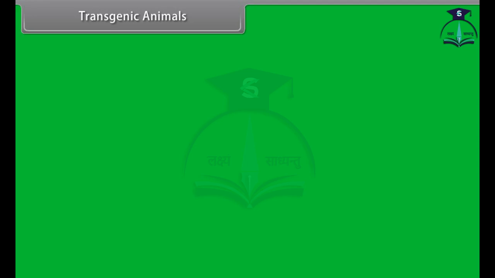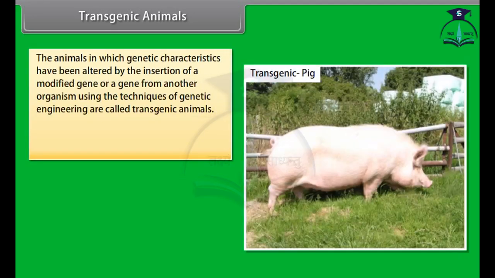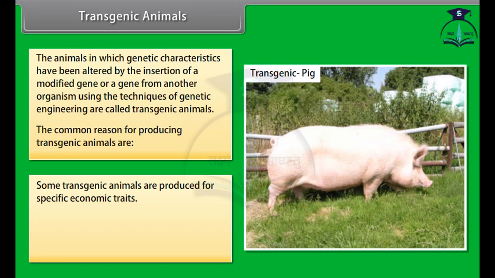Transgenic animals. The animals in which genetic characteristics have been altered by the insertion of a modified gene or a gene from another organism using the techniques of genetic engineering are called transgenic animals. The common reason for producing transgenic animals are: some transgenic animals are produced for specific economic traits.